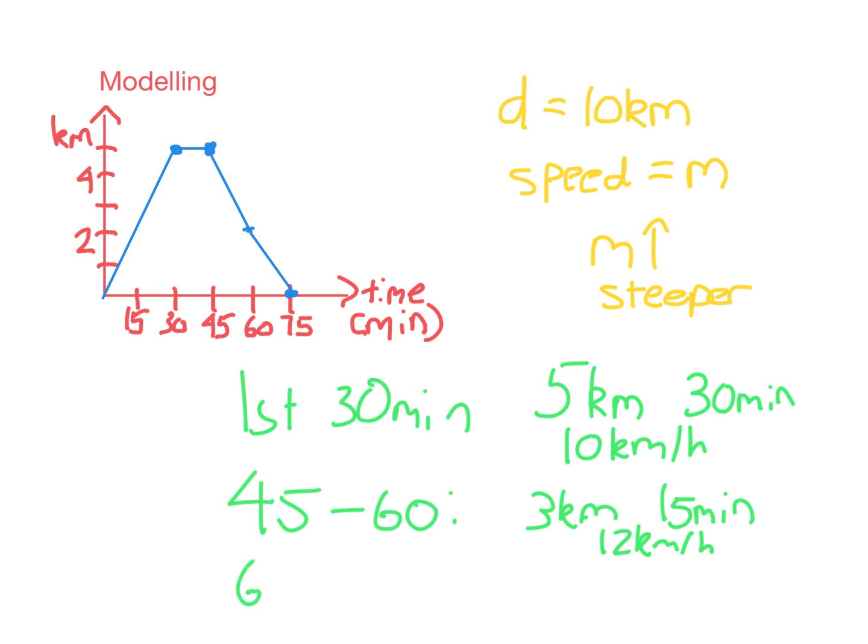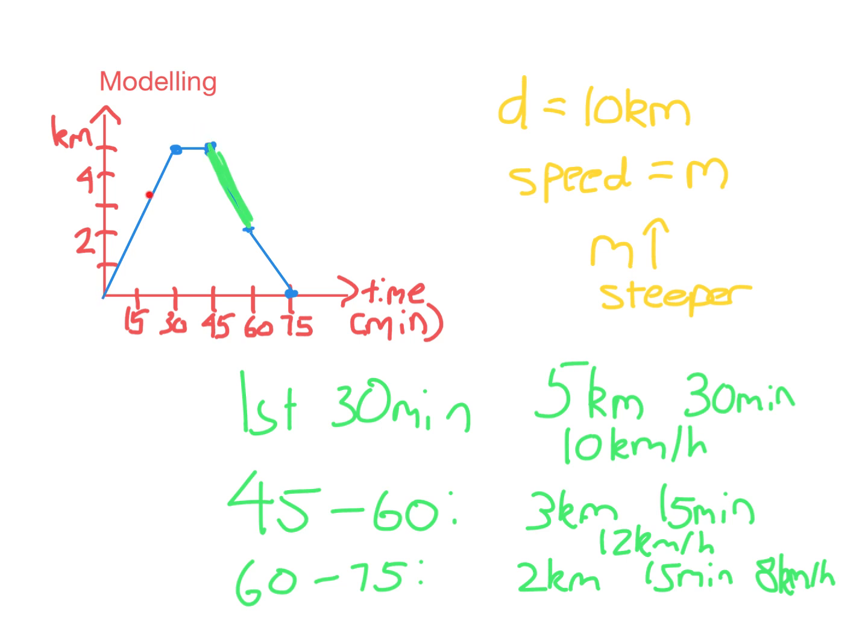So what about between 60 and 75 minutes? That's this part of the journey. I've traveled from 2 to 0. I've traveled 2 kilometers running from the park home. So if you travel 2 kilometers in 15 minutes, once again, 15 minutes is a quarter of an hour, times 2 by 4, you get 8 kilometers per hour. So clearly it's this part of the journey at which I'm traveling the fastest. And that's because this line is steepest.